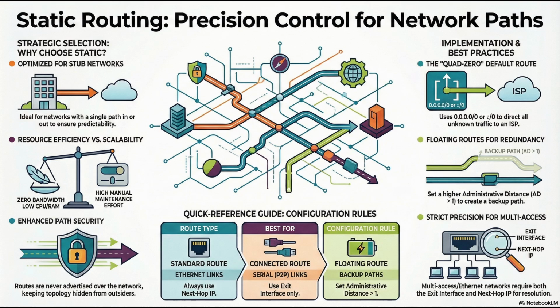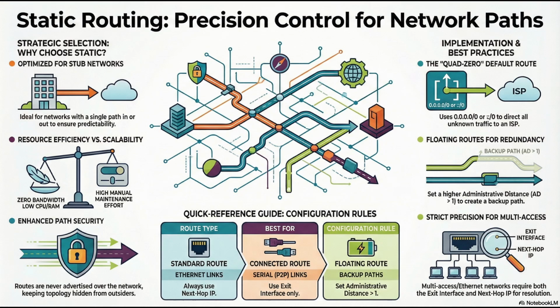Scenario 2. Point-to-point serial link. You can use exit interface only. It's efficient, and since it's a pipe, there's no ambiguity. Scenario 3. You need a backup path that stays offline until the main line breaks. Floating static route, set the administrative distance higher than 1, like 5, so it waits in reserve. Okay. Scenario 4. Stub network with one way out. Default route, the quad zero, 0.0.0.0 0.0.0.0, the funnel for all unknown traffic.